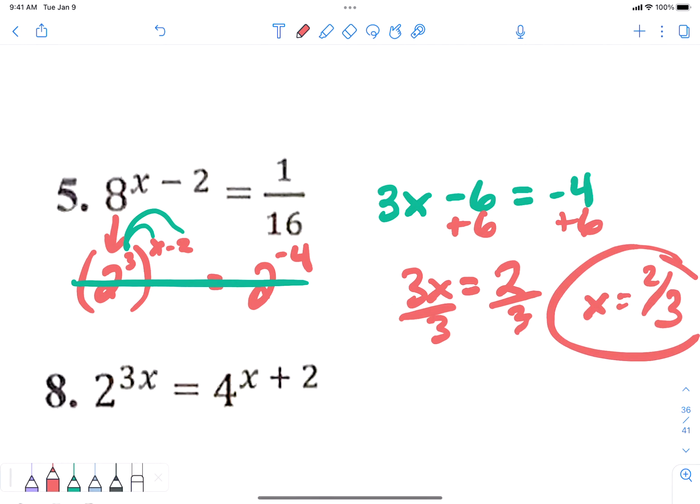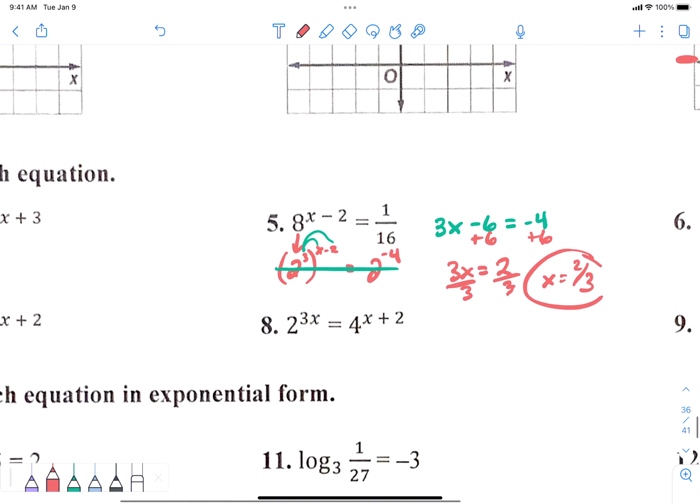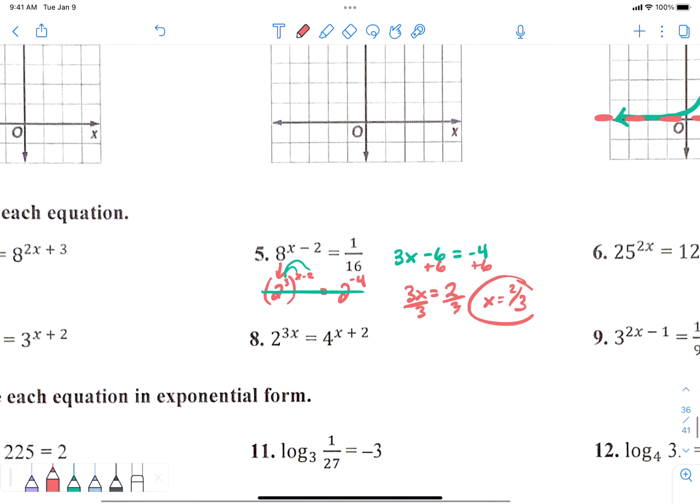Okay, all right, so do that same thing. Try to get them to be the same base. In this section, you should be able to get all of them to be the same base. It's later on in the chapter that we can't get them to be the same base, so we log both sides.